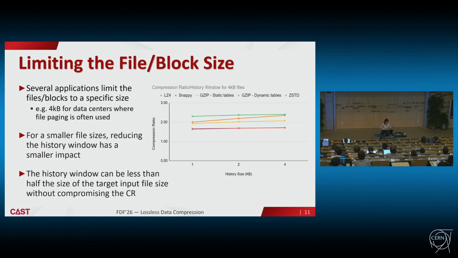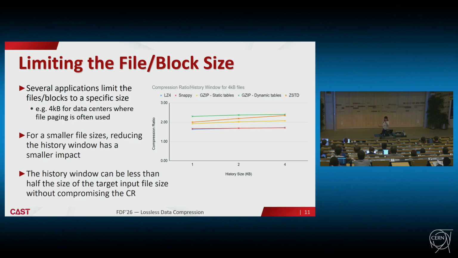So what's the impact of changing the history window size when you have smaller files? This is important to understand because data centers are the number one application right now that uses lossless data compression. We can see here the change between 1 and 4 kilobytes of history window size. And as you can see, the impact of reducing the history window size is smaller when the file is smaller. And again, for LZ4 and Snappy, it's practically non-existent.